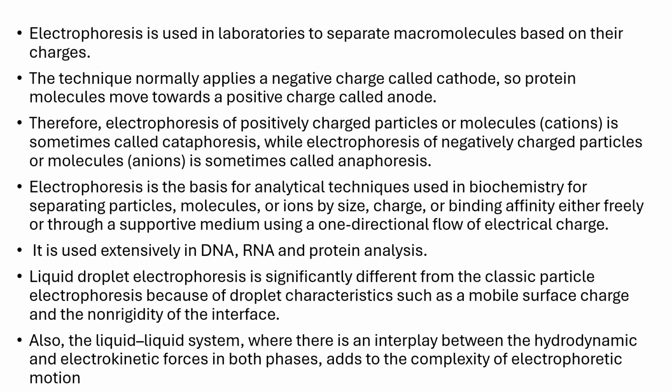Electrophoresis is used in the lab to separate macromolecules based on their charges. The technique normally applies a negative charge called the cathode, so protein molecules move towards a positive charge called the anode. Therefore, electrophoresis of positively charged particles or molecules is sometimes called cataphoresis, while electrophoresis of negatively charged particles or molecules and ions is sometimes called anaphoresis.